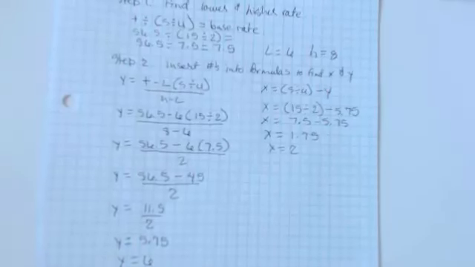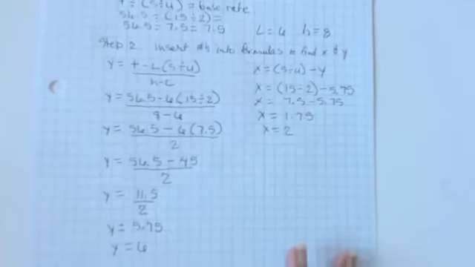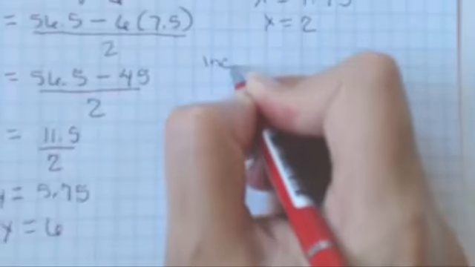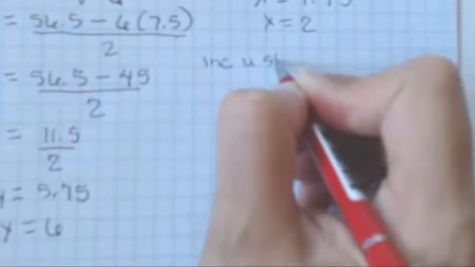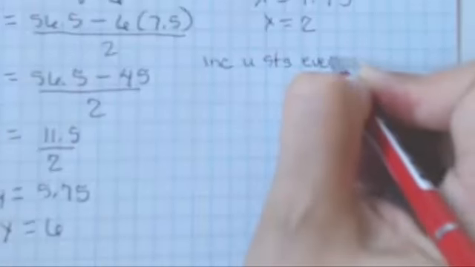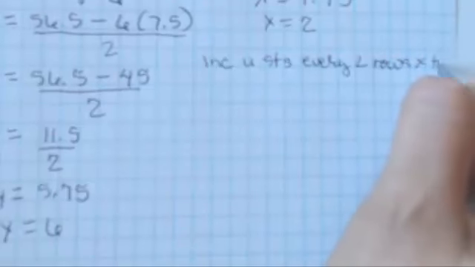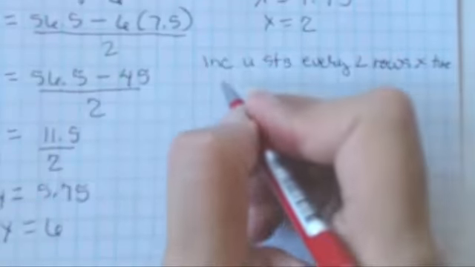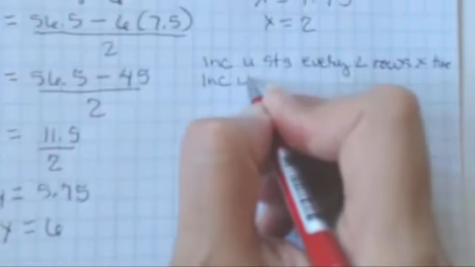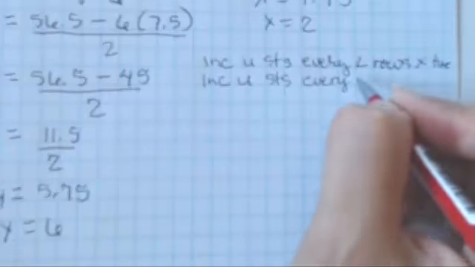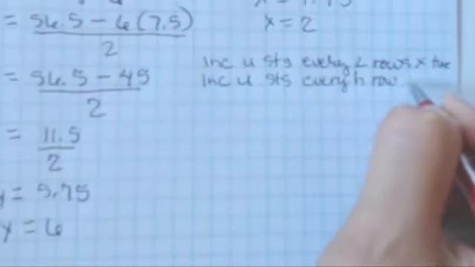And we're going to write everything down just as we did before, except this time we're increasing. So it's going to be increase U stitches every L rows X times, and then increase U stitches every H rows Y times.